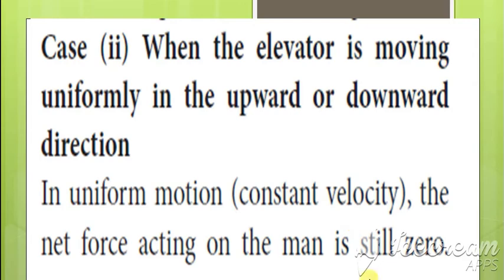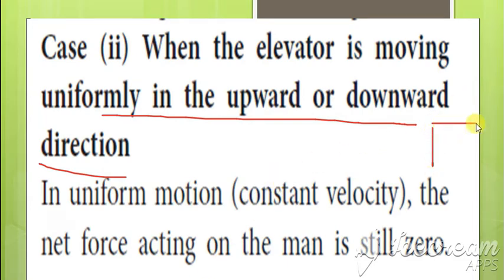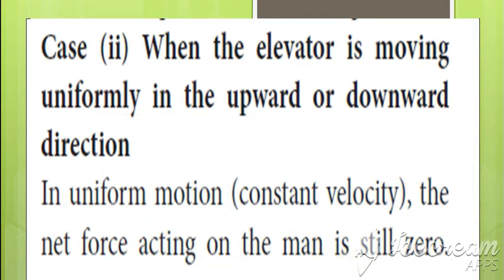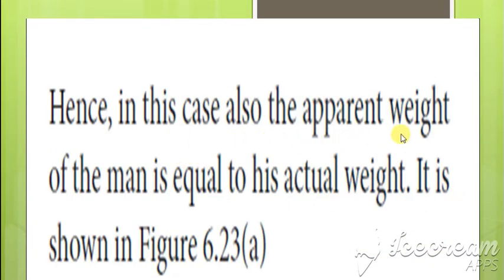So the next one is when the elevator is moving uniformly in the upward or the downward direction. This is the same as the before condition, because even when the elevator is at rest or when it is moving uniformly, we can say that the acceleration is 0. So the net force acting on the man is also 0. It moves with a constant velocity, so since the velocity is constant, the force is 0. Clear? So this is the same as the before case. In this case also, apparent weight is equal to the actual weight.